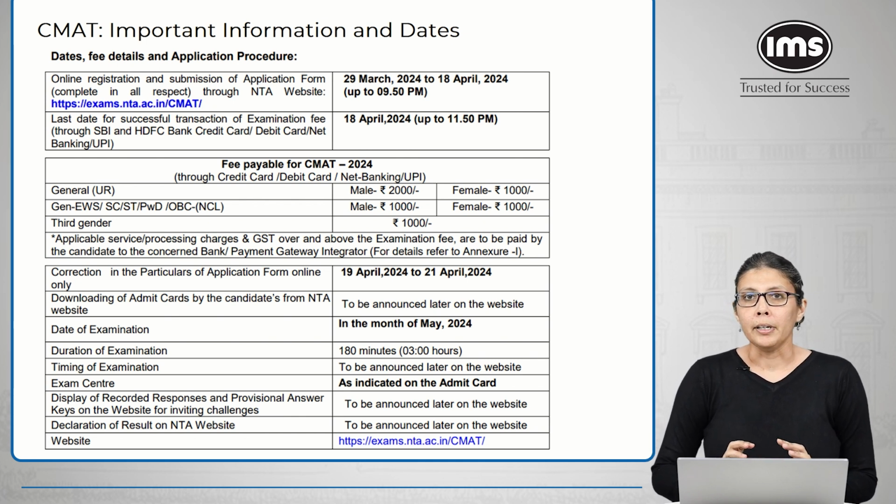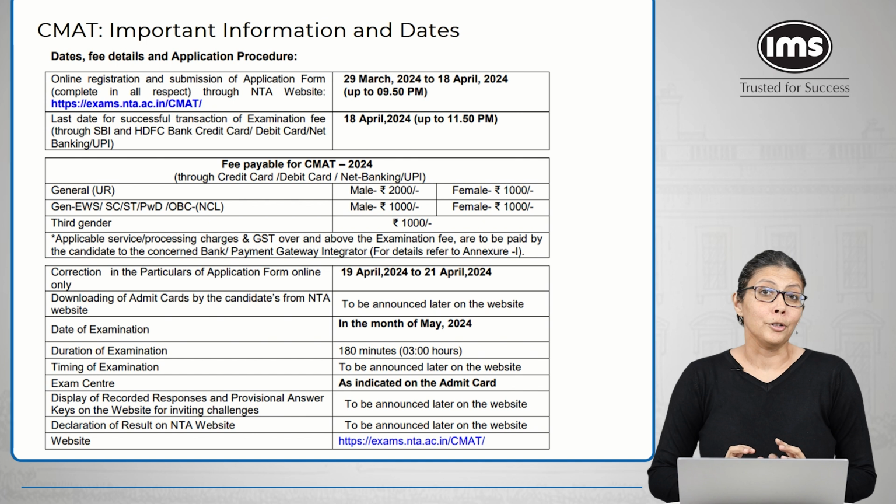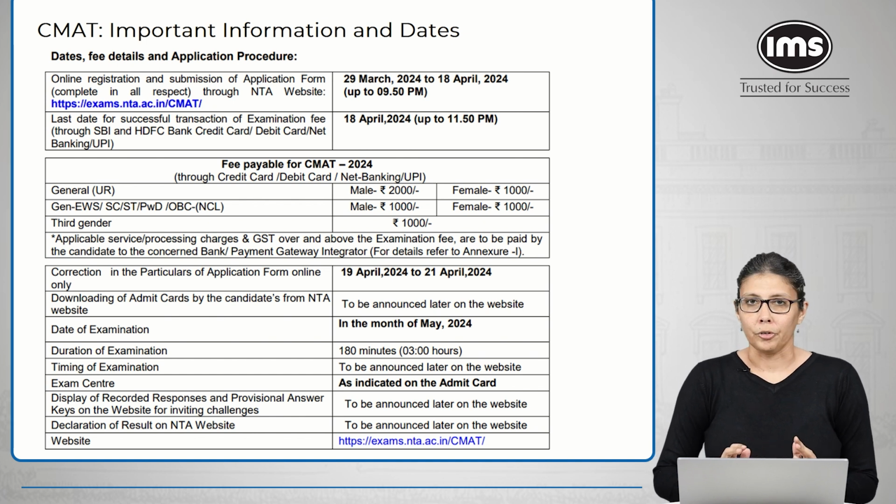Now, the fee will depend on the category that you fall into or that you have chosen. So please take into account that you fill in the correct category because the money that you will pay will obviously be different. Now, certain things have not yet been decided. For example, downloading of admit cards is going to be announced later. So will the date of the exam. We know that it will happen in May, but they have not yet told us the exact dates.